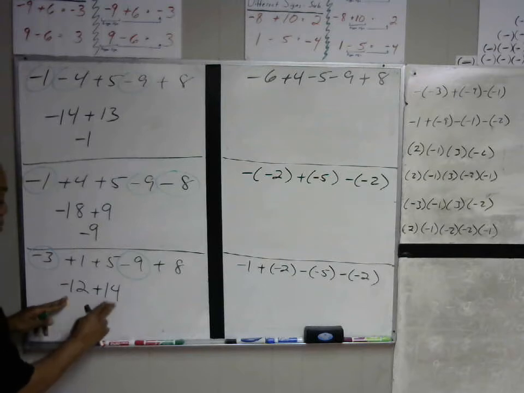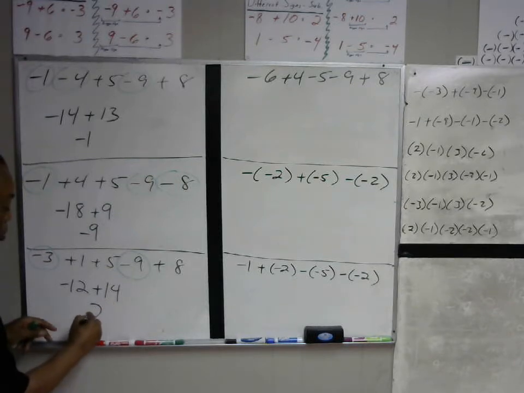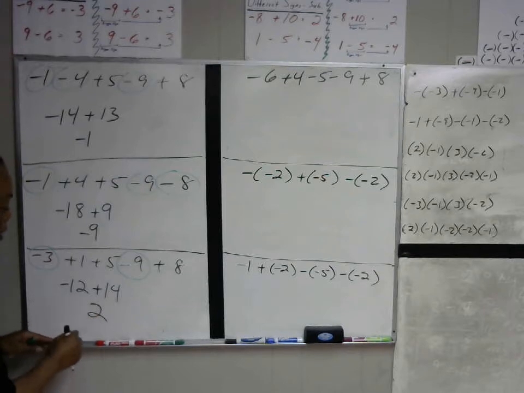So we have a negative and a positive. Same signs add, but different signs will subtract. So 14 take away 12 leaves 2. And the bigger sign wins. The 14 is bigger, it is positive, so the 2 is positive. You don't have to put the plus here. Keep it 2.